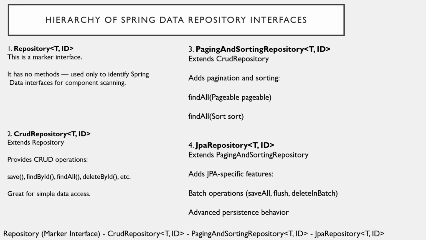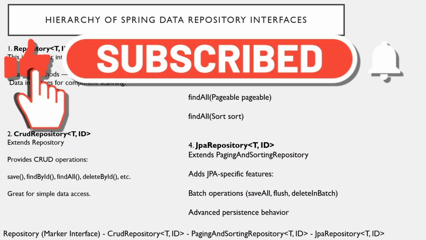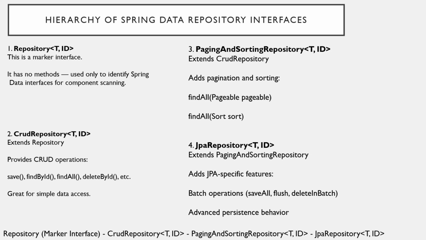We already saw that it extends Repository. It provides the basic methods like findById, findAll, deleteById, etc. This is very simple for data access layers. Third comes PagingAndSortingRepository. This extends CrudRepository. Additionally, on top of what we have seen in CrudRepository, it has pagination and sorting methods, like findAll with Pageable and findAll with Sort, so along with that, it gives a provision for them. Now comes JpaRepository.